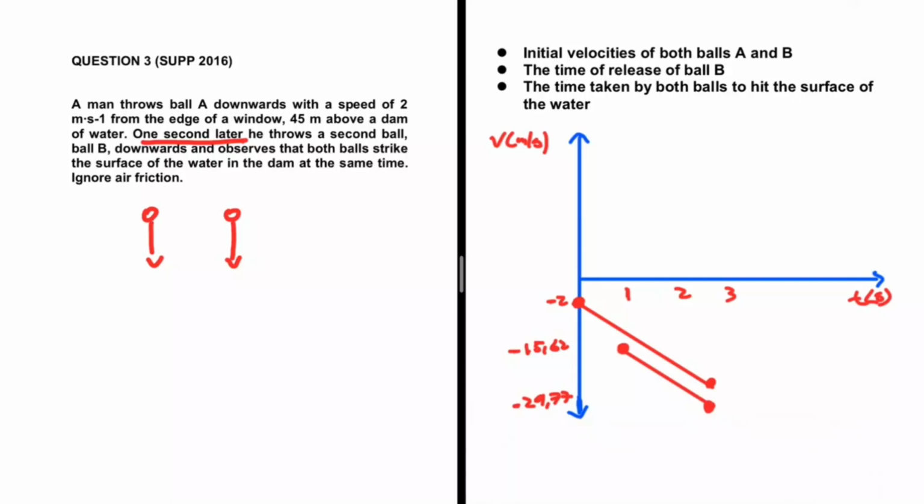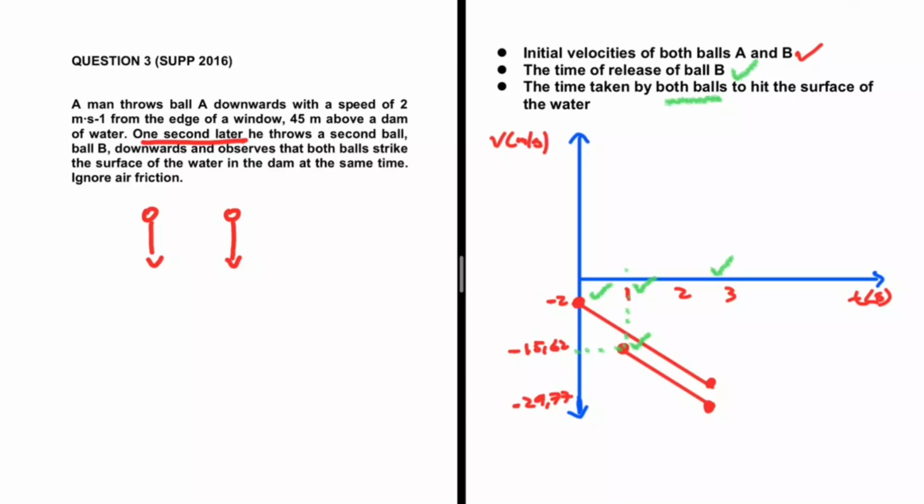Let's see if we indicated all that we need to do. Initial velocity for both balls A and B. Initial velocity for ball A, initial velocity for ball B, which is 15.62. The time of release of ball B, that is at t equals 1. So we are able to indicate that. The time taken by both balls to hit the surface of the water, t equals 2.83, somewhere here. We've indicated that. So there we go. We have all that we need.